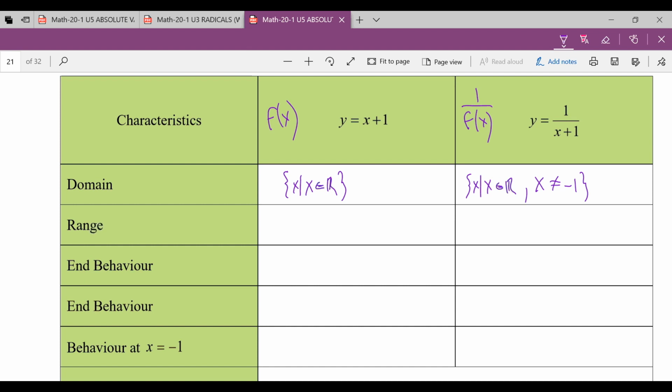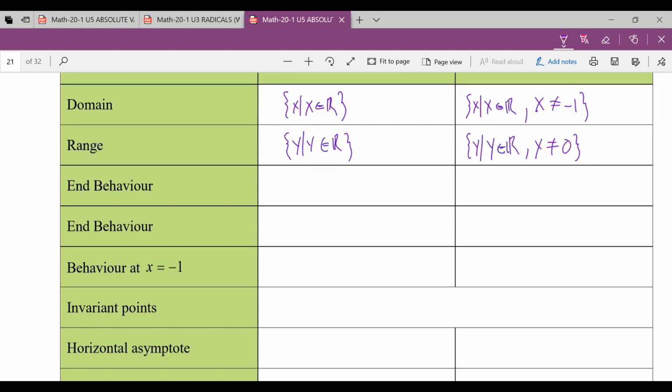All right, range. Typically the range of f of x, if f of x is x plus 1, is y values such that y are members of the reals. Cool. And the range of the reciprocal of f of x would be all values of y that are part of the reals except for 0. Y cannot equal 0.